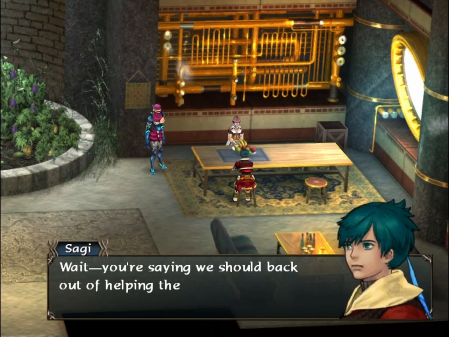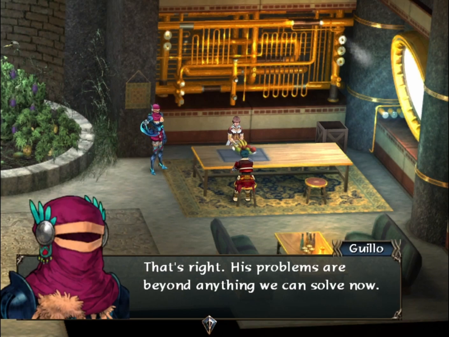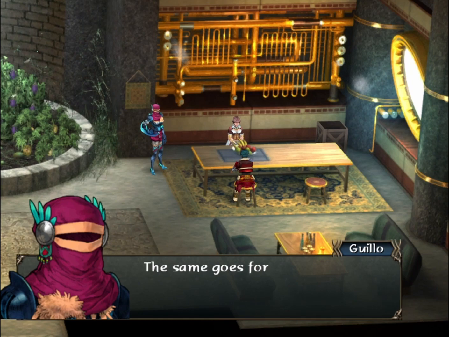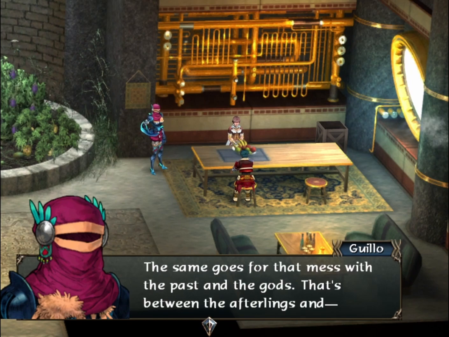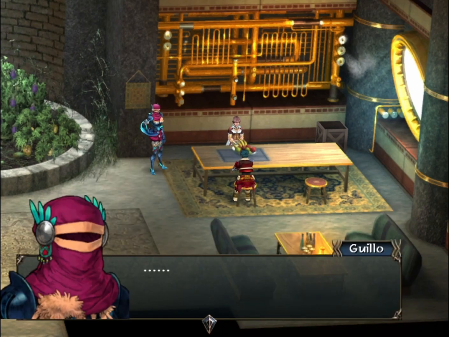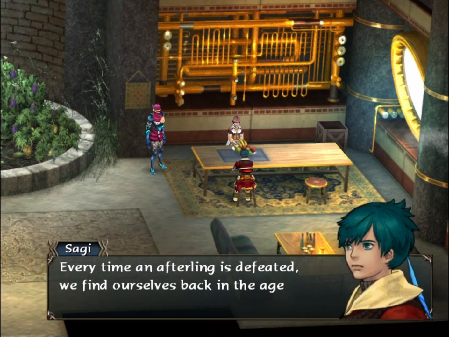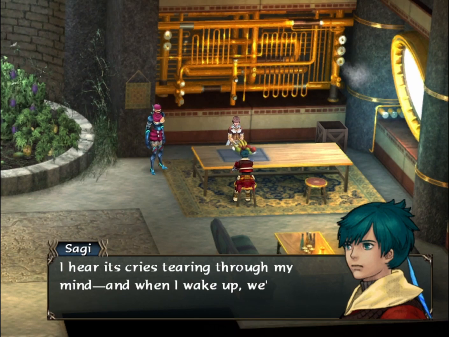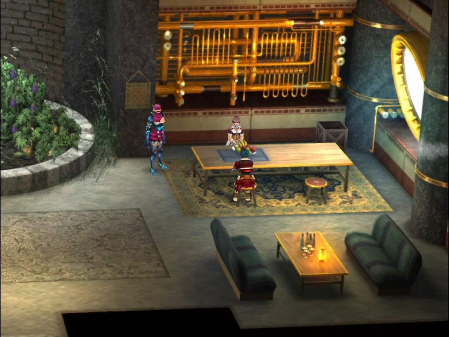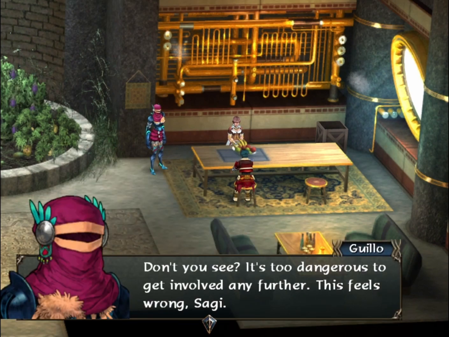Wait, you were saying we should back out of helping the Quaestor? That's right. His problems are beyond anything we can solve now. The same goes for that mess with the past and the gods. That's between the Afterlings and... And me, right? Every time an Afterling is defeated, we find ourselves back in the Age of the Gods. I hear its cries tearing through my mind. And when I wake up, we're in the past. Don't you see? It's too dangerous to get involved any further.